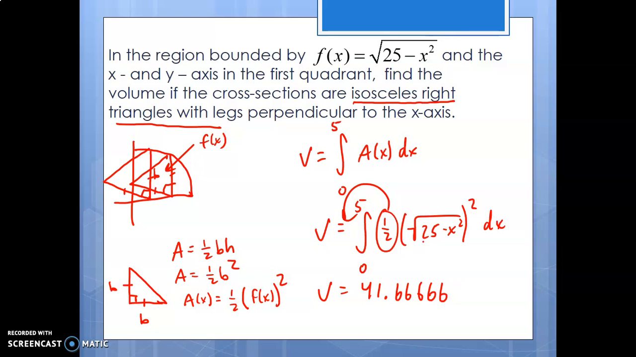41.66666 repeating forever. On the AP exam, you can either say 41.666 or 41.667. So again, the important part is just figuring out how do we set up the a of x function. Then we're just going to integrate like we have been.